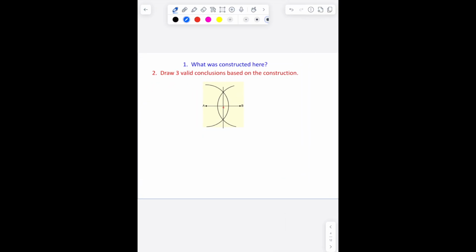Here, we have a construction of a perpendicular bisector. The symbol over here is the symbol for perpendicular, if you don't remember. So please take a moment, pause the video, and try to draw 3 valid conclusions based on the construction. Well, one conclusion I can draw is that AE is congruent to EB. Sorry, AC is congruent to CB. And the reason for that is because the midpoint splits the line segment into 2 congruent parts.